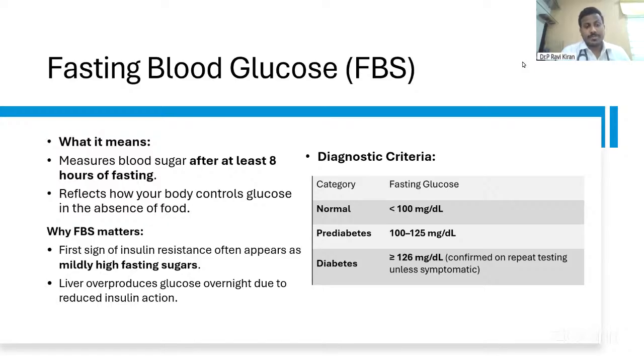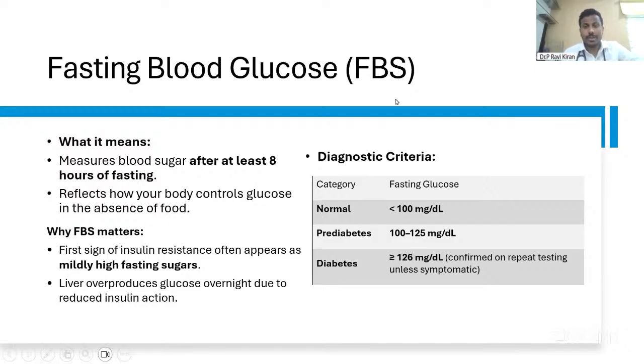Why does FBS matter? The first sign of insulin resistance often appears as mildly high fasting sugars. Whenever a person comes with mildly high fasting sugars, insulin resistance can be causing that. The liver overproduces glucose overnight due to reduced insulin action. Whenever there is insulin in the body, insulin suppresses the liver from producing new sugars. But with insulin resistance, the liver stops responding to insulin, and there will be high fasting blood sugars, which indicates early stages of type 2 diabetes.